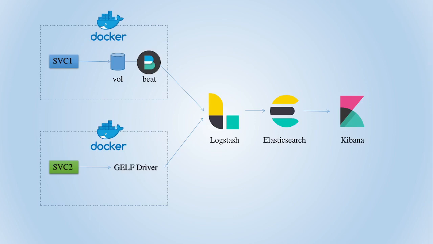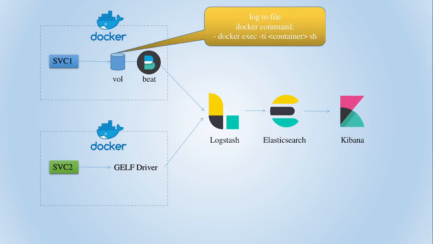We are going to use Filebeat to ship the log from service 1 because service 1 is writing the log to a file. To check the log manually, we can use the docker exec command to enter the container and then go to the log directory. So in order to ship the log into Logstash, we need to share the log file to a volume, and then Filebeat will mount that volume, read the log file and ship the log to Logstash.